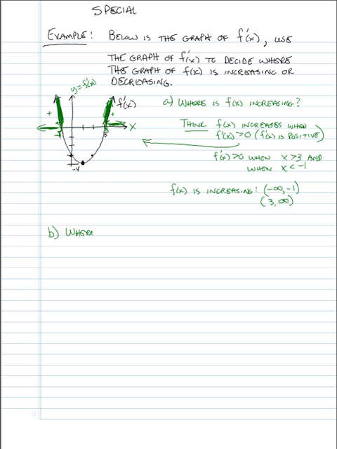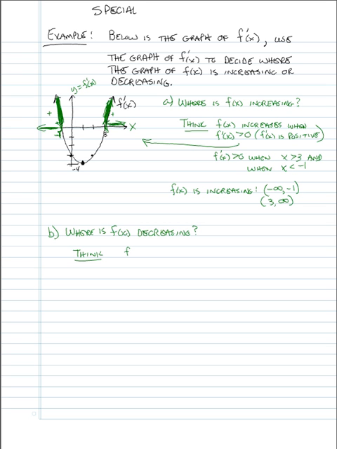Where is the graph of f, that is f of x, decreasing? Don't look at the graph right now, because what we're looking at there is not f, it's f prime. We need to think again, though. What does it mean? How do we find out where f is decreasing? Well, the way we find out is that we look at the derivative.